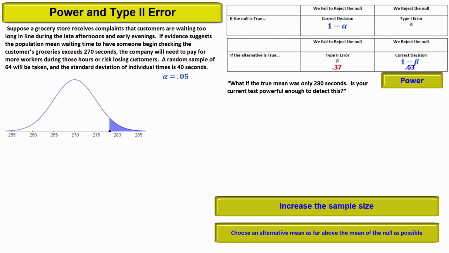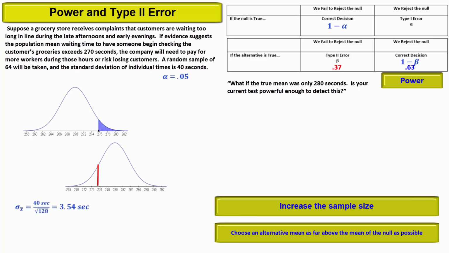2. Increase the sample size. It narrows the sampling distributions. Now very few of the sample means from the true distribution with mean of 280 will be low enough to fail to reject the null in the test being run.